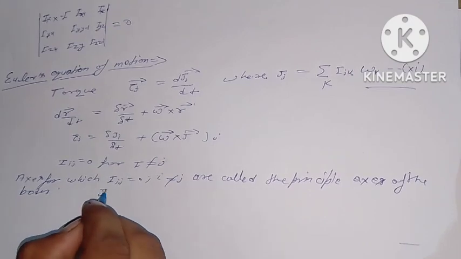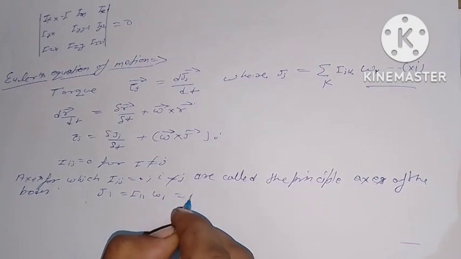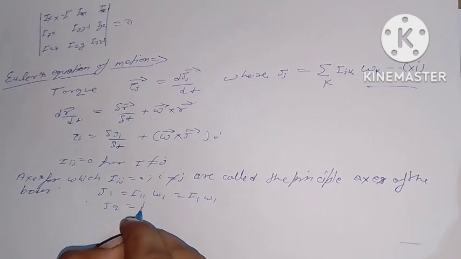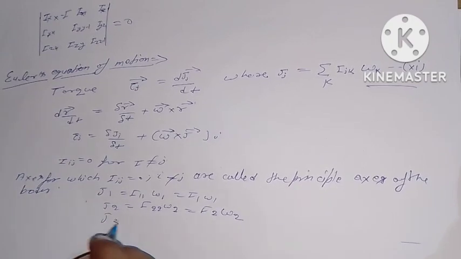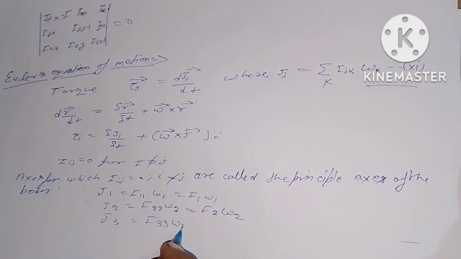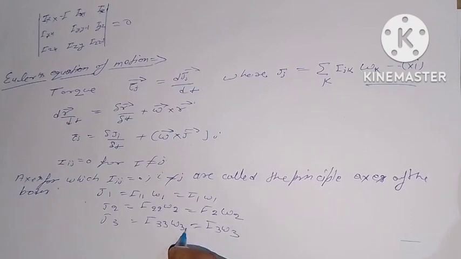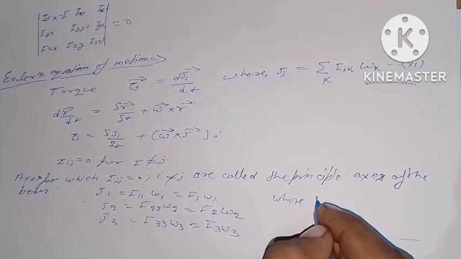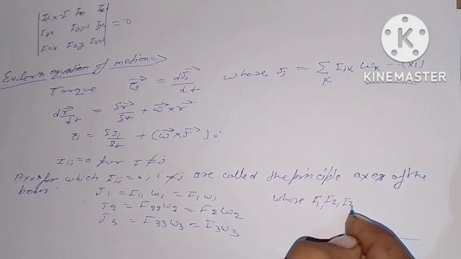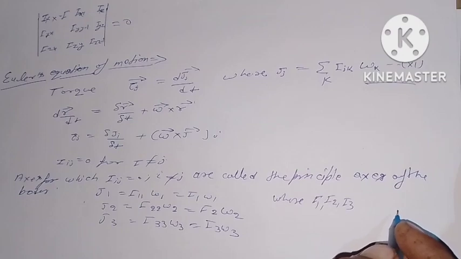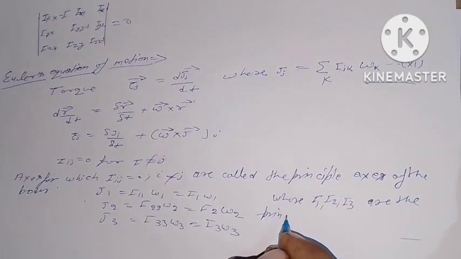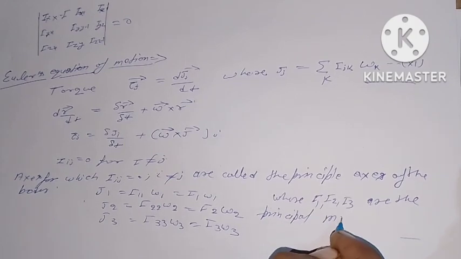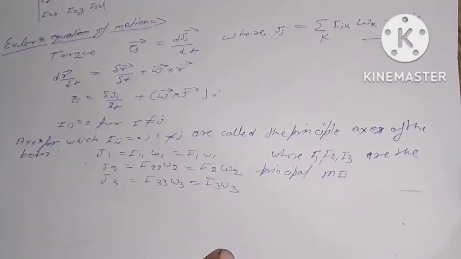Then J1 equals I11 omega 1 equals I1 omega 1, J2 equals I22 omega 2 equals I2 omega 2, and J3 equals I33 omega 3 equals I3 omega 3, where I1, I2, and I3 are the principal moments of inertia.